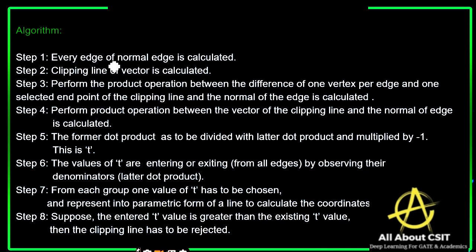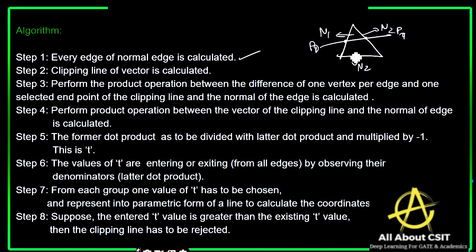In this algorithm, the normal of every edge is calculated. If you consider a triangle, these are the intersection points that we need to find out. This is P1 and this is P0. So we need to find the normal of the edge. The normal has to be calculated, and at this edge you can consider any one point and its normal. So this is a normal.